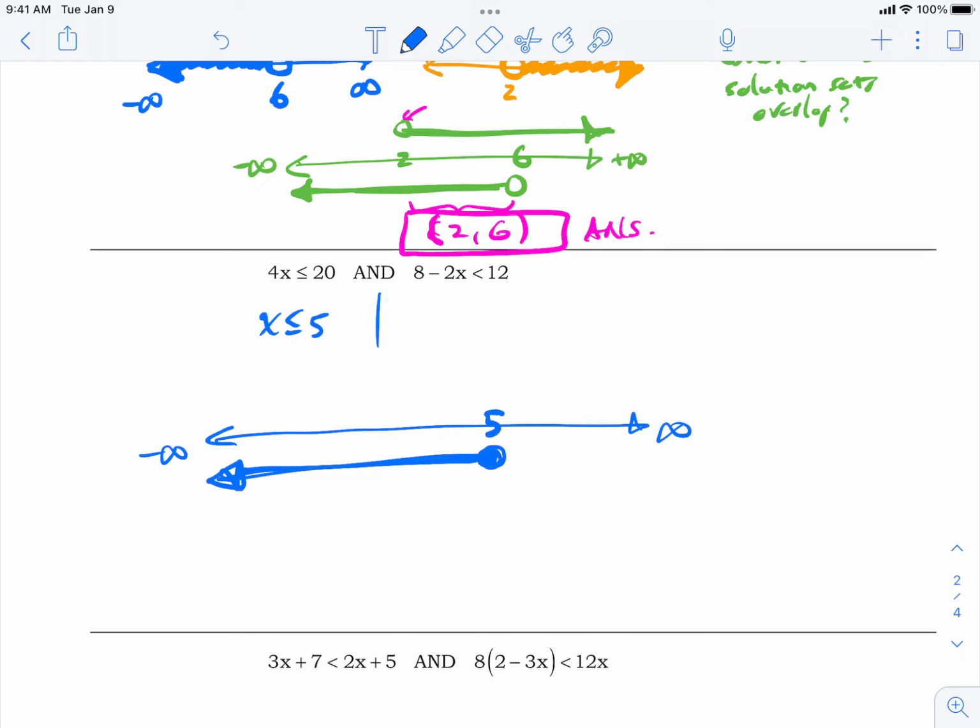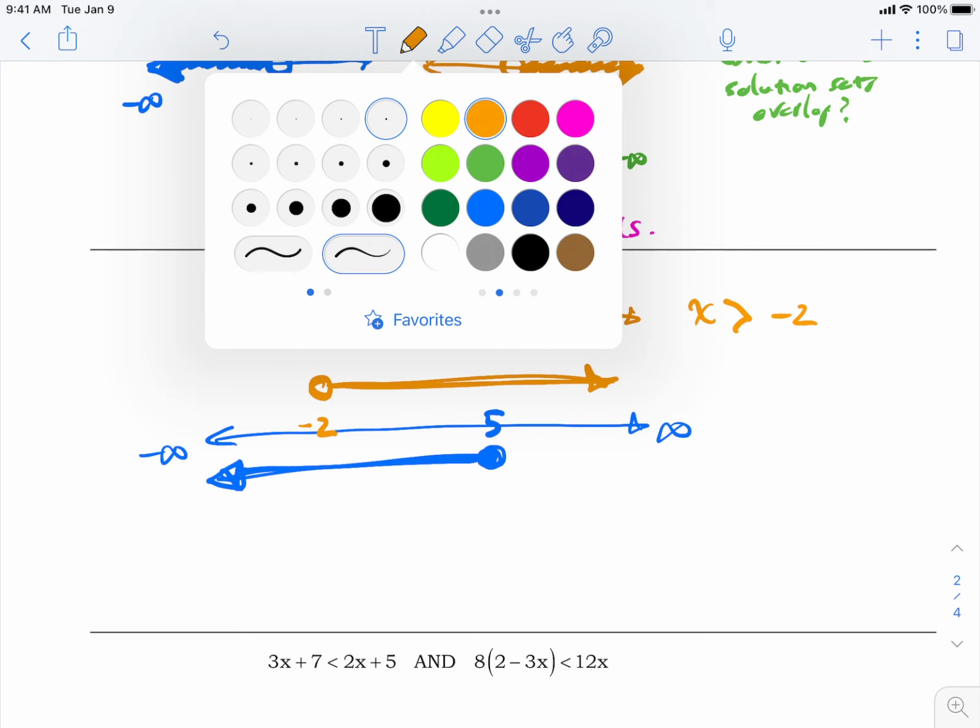Okay, now let's solve the one on the right. So this says, well, I'm going to have to subtract 8 from both sides, right? Do that first. And I'll have negative 2x is less than 4. Then I have to divide both sides by a negative, so I have to take this less than and flip it around to a greater than. So x is greater than negative 2. So negative 2 is over here somewhere, right? This is a strictly greater than, open circle, and greater means to the right, all of these numbers over here. And it's time to form our overlap.